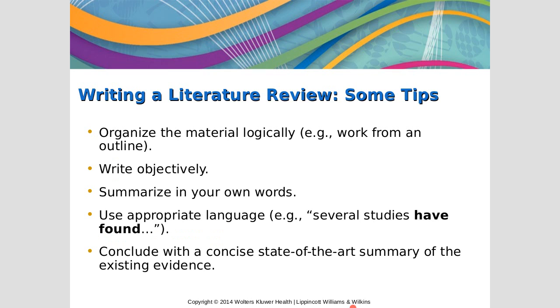So once you've done all that, then it gets to writing the literature review. Here are some tips. Organize the material logically, write it objectively, summarize it in your own words, use appropriate language. Several studies have found, and again, in writing things up, this gets back to the previous chapter when we talked about writing: it should be objective, not subjective. It's not your own opinion, but several studies have found, this researcher found, using third person, etc., and then conclude with a concise summary of the existing evidence.